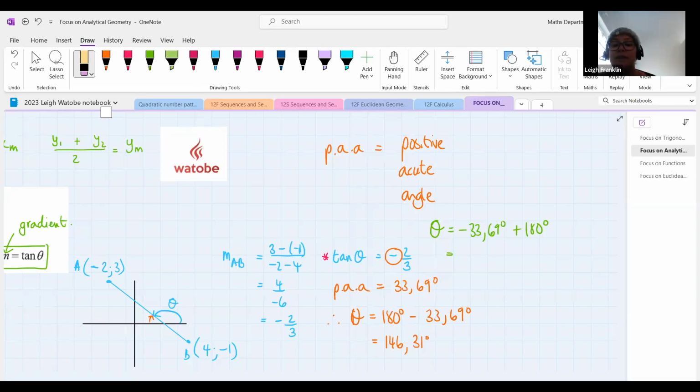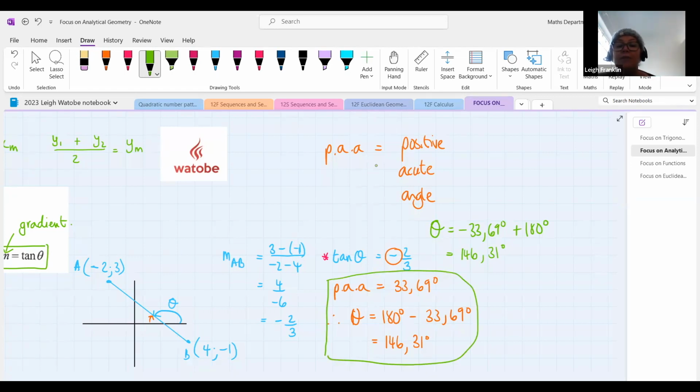Okay, yes, Lesedi. Hi, ma'am. Ma'am, I have a question. Can you say it's a positive acute angle, even though we express it as negative 33.69, and then we add the 180? What I would do is that if you are going to do what is here in orange, then I would say you would set it out exactly as I have done over here.